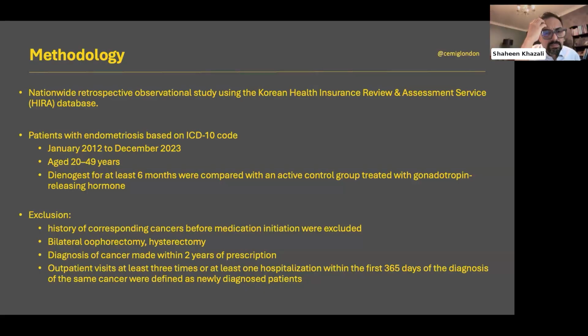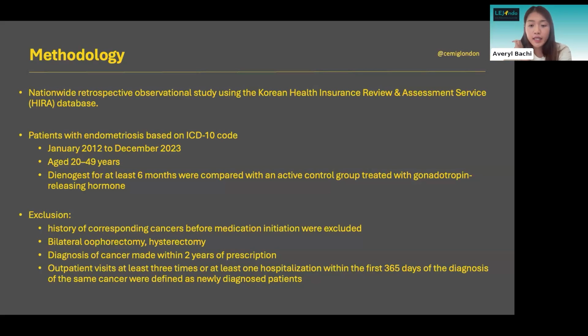Okay. In terms of exclusion criteria, obviously those who already have the corresponding cancer before the medication got started, those who had bilateral oophorectomy, were excluded from the ovarian cancer analysis. Those who had a hysterectomy were excluded from the endometrial cancer analysis. They classified those who had pre-existing cancer as if the diagnosis was made within 2 years of the prescription because of the possibility of undiagnosed cancer at the time of prescription.